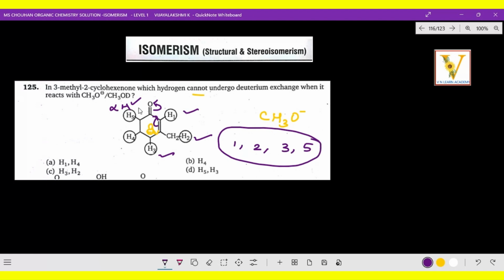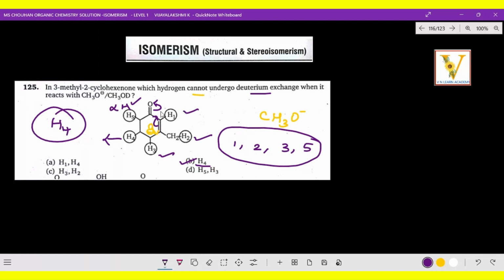They are asking which hydrogen cannot undergo deuterium exchange. So H4 cannot undergo it. Why? Because from here and here to there, resonance will be taking place. And one more thing, this also can be replaced because it is alpha hydrogen. But in this point there is no way to exchange. So H4 does not undergo deuterium exchange. Hope you got the clarity. So which is the correct option? Option B is the correct option. H4 cannot undergo deuterium exchange. Hope you got the clarity on why I gave the answer H4.